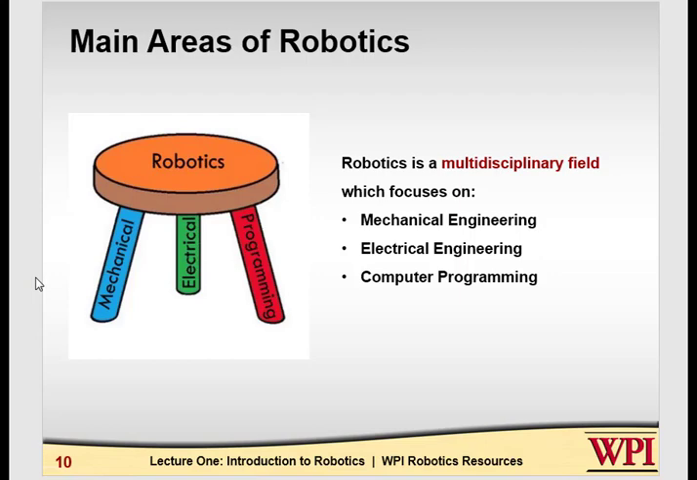Robotics, as an interdisciplinary field, rests on three strong pillars, as we can see in the picture, which are mechanical engineering, electrical engineering, and computer programming. And we'd like to see how these parts play together in the design of robot systems.